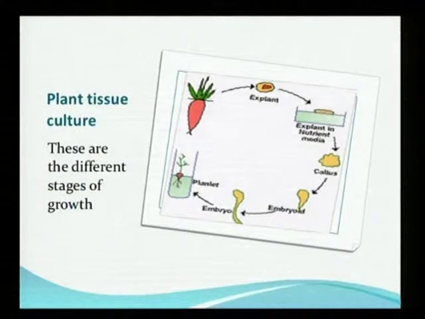Plant tissue culture. Here we have taken a root, a carrot, and a shoot from a carrot, and this is the explant. Then it is transferred to a sterilized nutrient medium, and it forms a callus. The callus may directly develop into embryo-like structures, called embryoids, and then slowly they are transferred into plantlets. This is also one type of tissue culture.